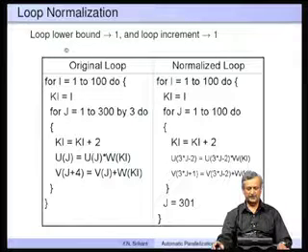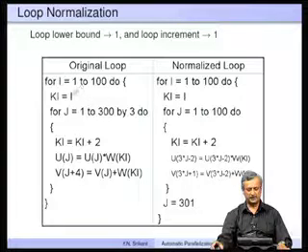So, let us take a simple example. The original loop is like this: for i equal to 1 to 100 do, k i equal to i, for j equal to 1 to 300 by 3 do, and there are some statements inside. The first and foremost transformation is we want to make the loop lower bound 1 and the loop increment 1.